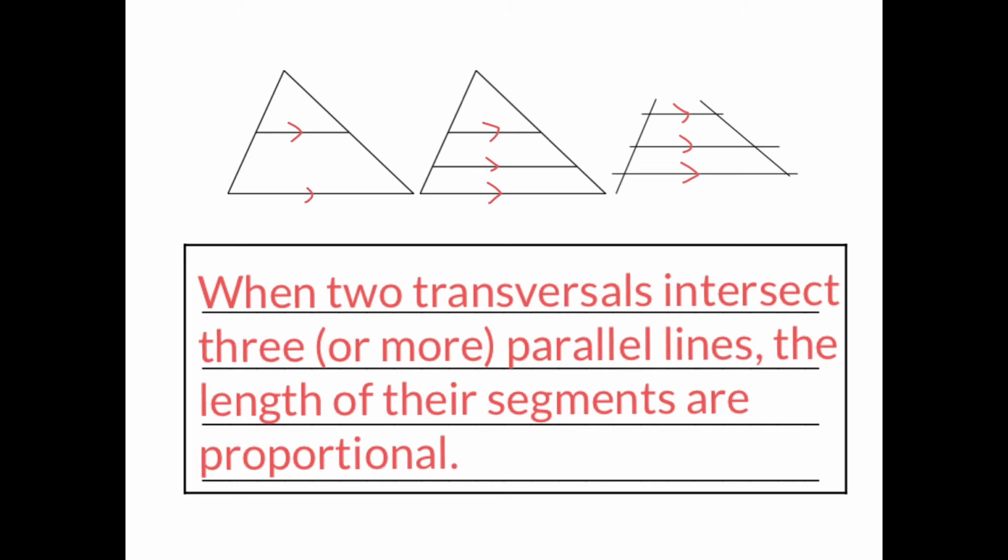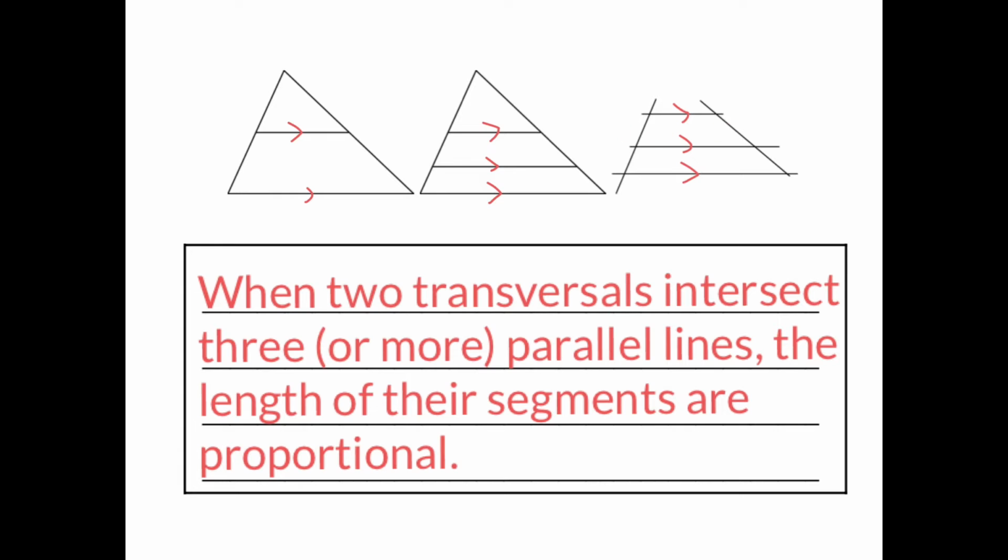So when two transversals intersect three or more parallel lines, the length of their segments are proportional. So this first diagram again is what we've been dealing with, and then when we have these two parallel lines, this top segment is proportional to this one the same way that this segment is proportional to this piece. And so when we have three or more doing that, we also have proportional parts set up there.